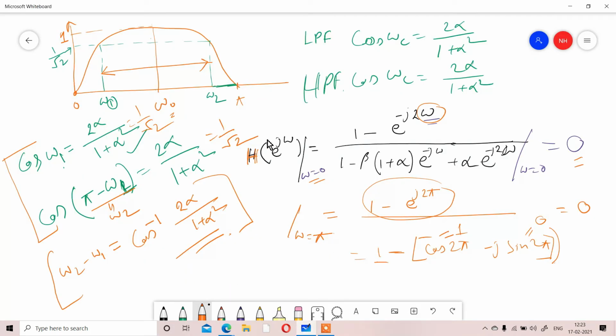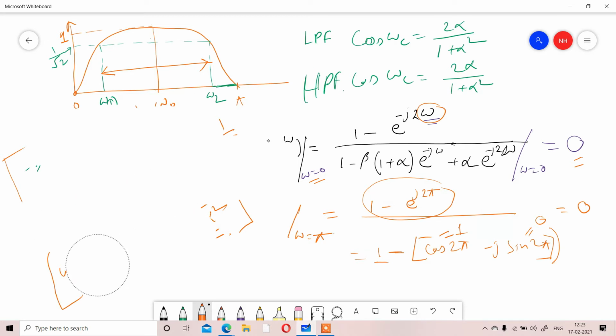And if you do the band stop filter, what will you get? Simply you will change the sign of the low pass filter and change the sign of the high pass filter, and if you multiply both you will get your band stop filter. Because, as I told you in the last class, band pass filter is the multiplication of high pass and low pass.